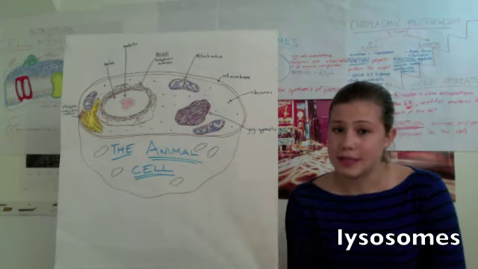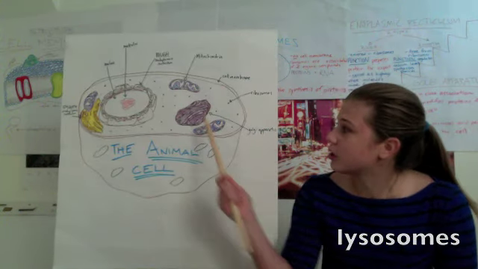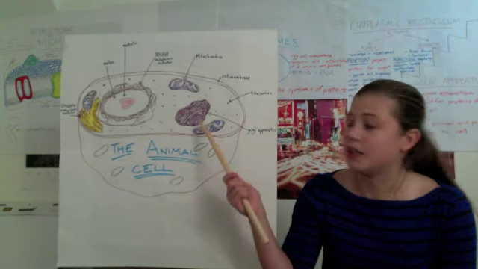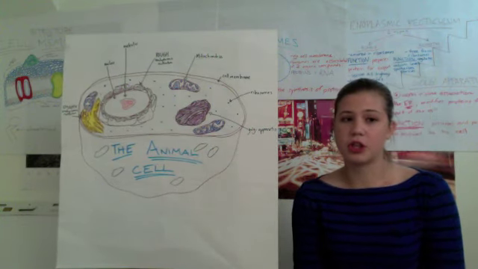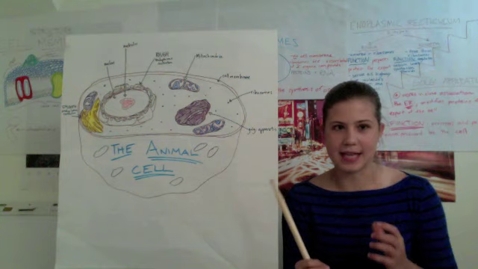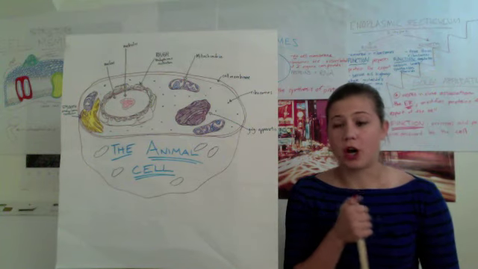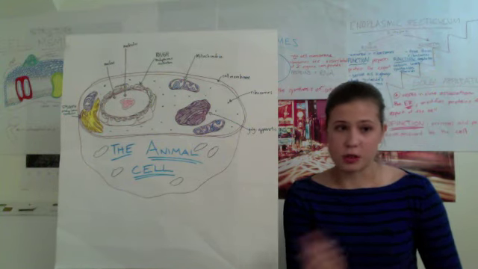Lysosomes, which you don't see here, are actually located around and near the Golgi apparatus, and those function as bags of digestive enzymes in the cell, which are actually known as suicide sacs.